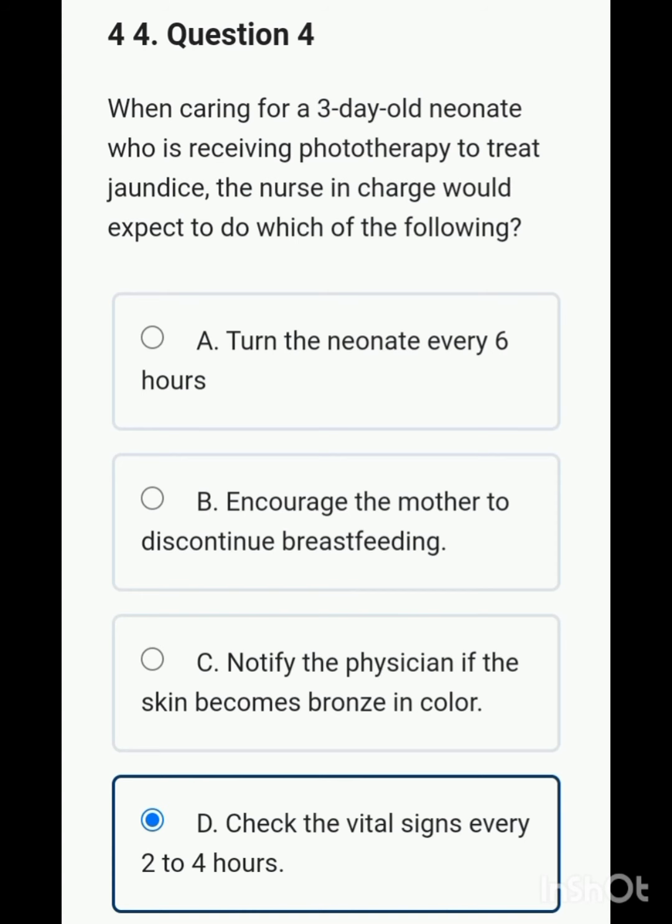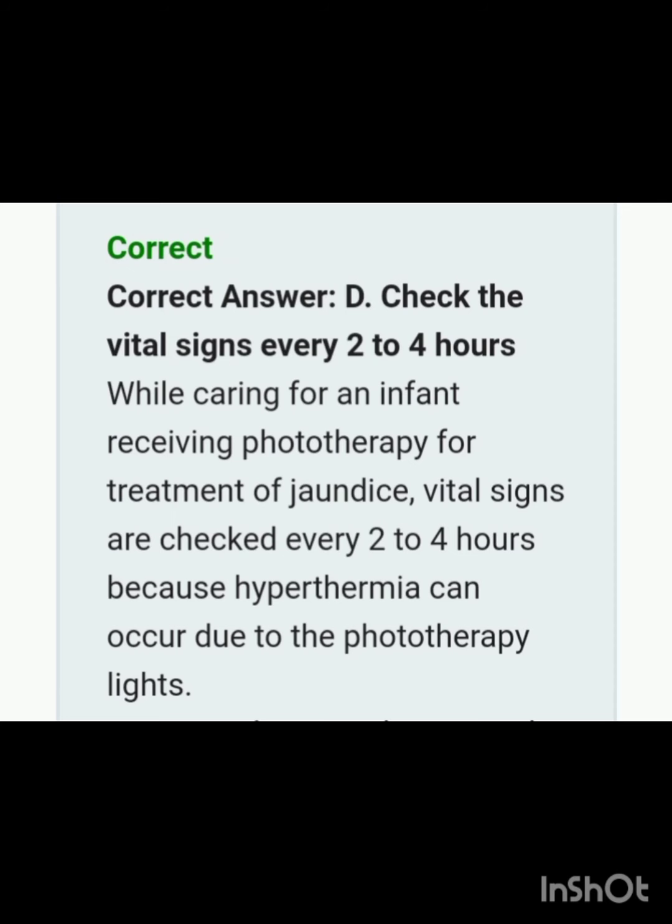Next question is, when caring for a 3-day-old neonate who is receiving phototherapy to treat jaundice, the nurse in charge would expect to do which of the following? Turn the neonate every 6 hours, not required. Encourage the mother to discontinue breastfeeding, not required. Notify the physician if the skin becomes bronze in color, it is not required. Check the vital signs every 2 to 4 hours. My expected answer is the fourth one. We should check the vital signs every 2 to 4 hours.